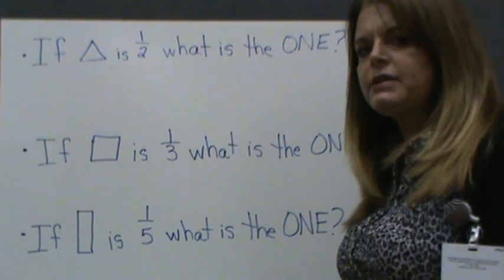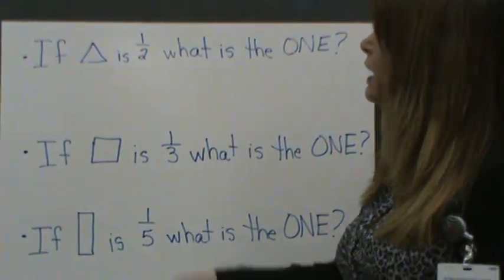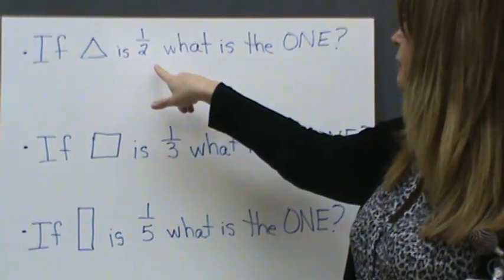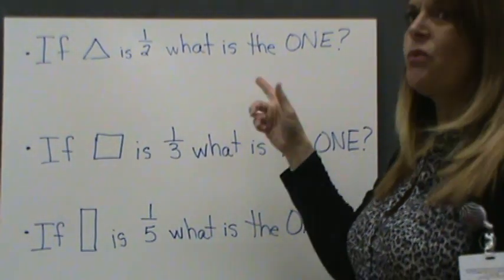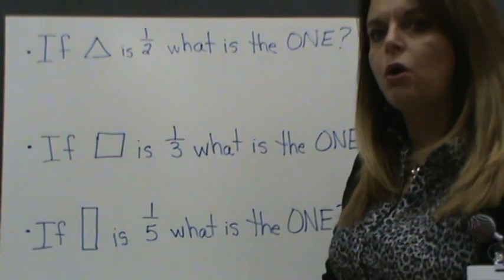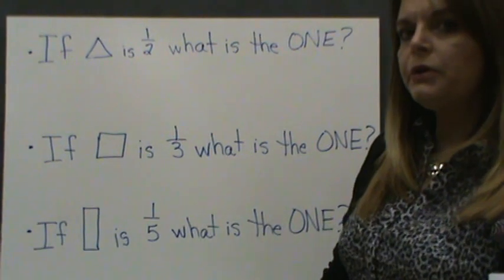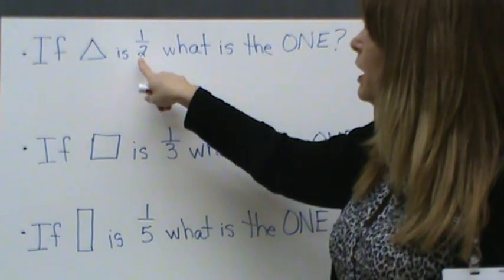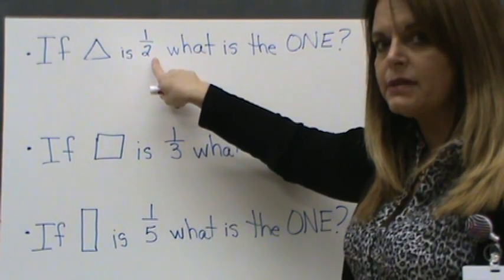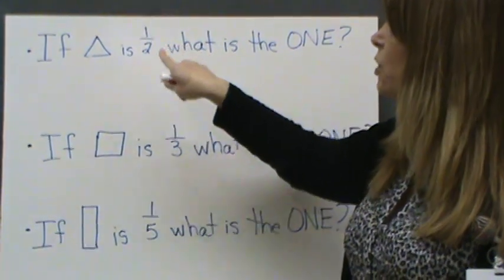So let's put it to the test. If I'm told that this triangle is 1/2, then what is the 1? How many more of these do I need to make one whole? Where do I go look? I go to look at my denominator. My denominator tells me that I need 2 of the same size pieces in order to have a whole.